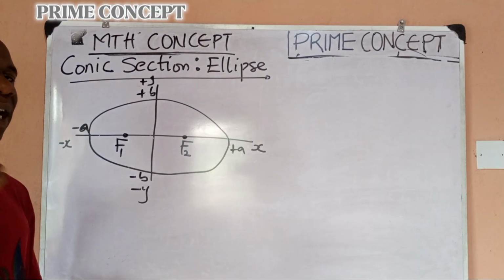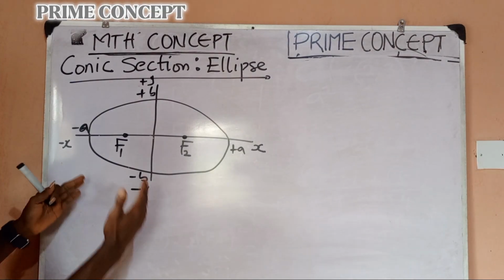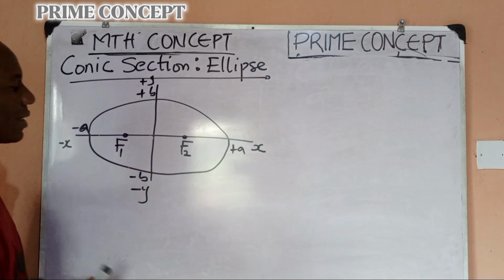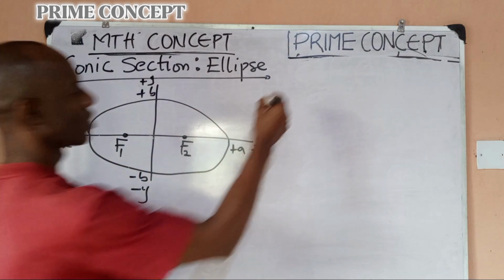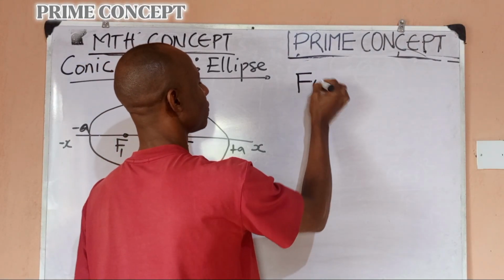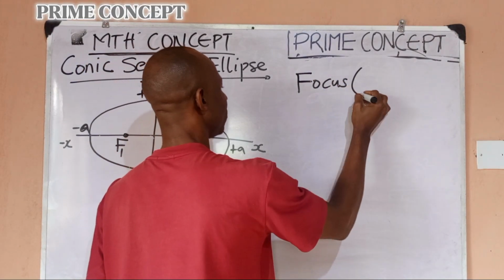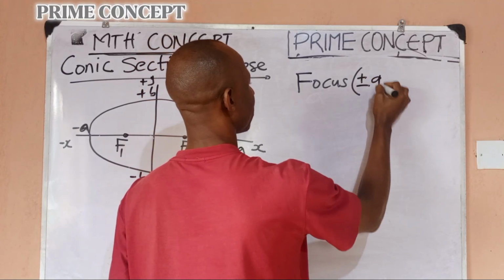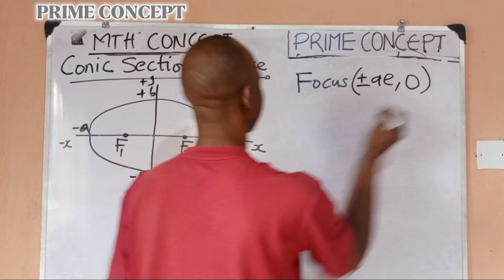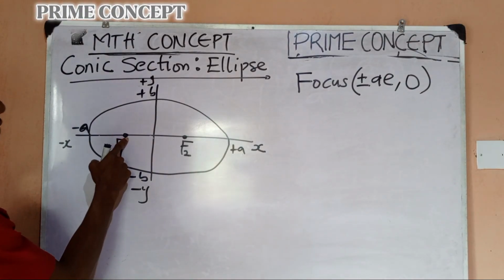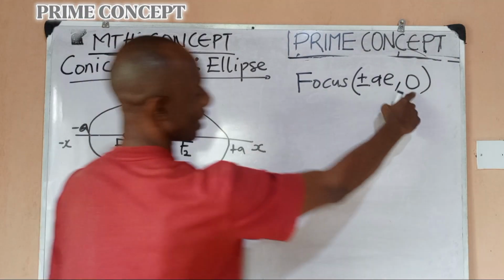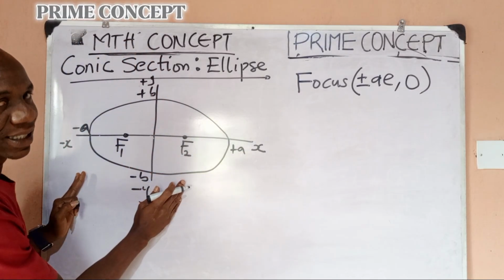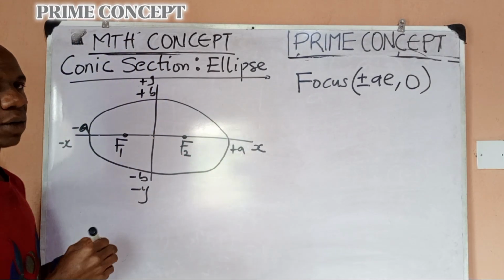How do you find the value of that focus? Now you notice, if we are considering the x-axis as the major axis, then our focus is going to be plus or minus ae and 0, since along the x-axis the y value is what? 0, right? So this is our focus when the major axis is your what? X-axis. So please do not mix it.